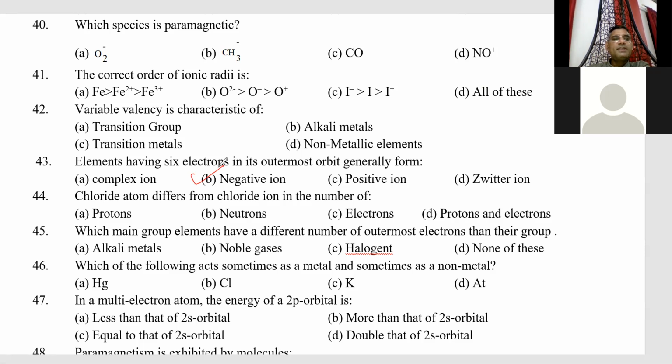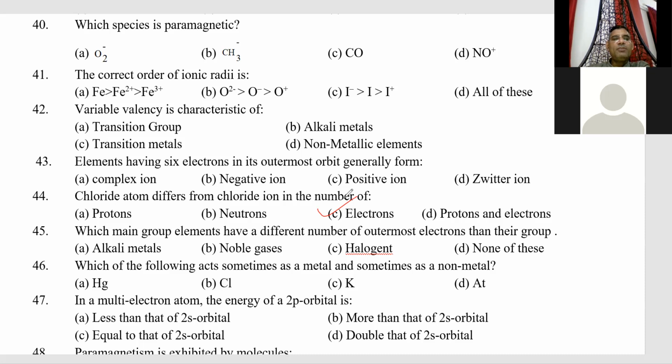Now, what is next? A chlorine atom differs from a chloride ion in the number of electrons only. The rest remains constant. Between an ion and an atom, there will only be a difference of electrons. Other than electrons, there will not be any difference.